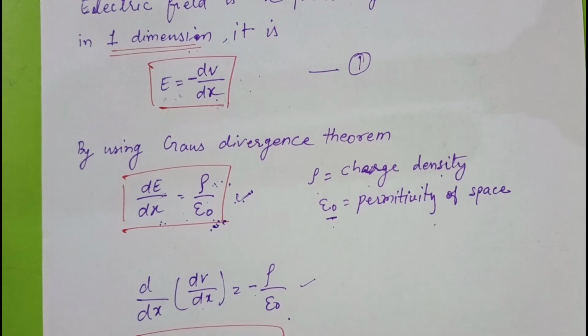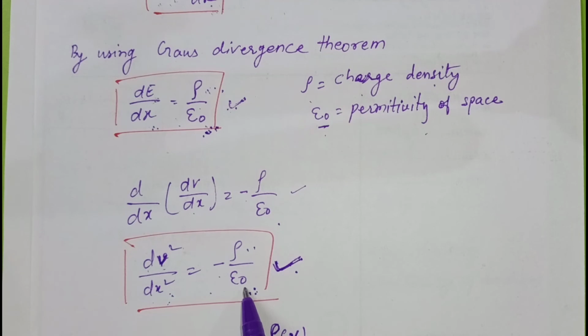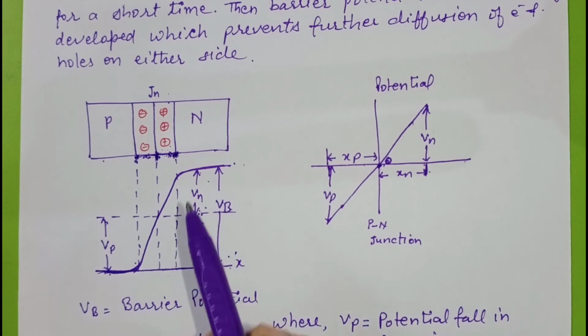Now the equation becomes d²V upon dx² equals negative of charge density upon epsilon naught, the permittivity of the space, and this equation is known as Poisson's equation. We will make use of Poisson's equation to get the potential barrier.